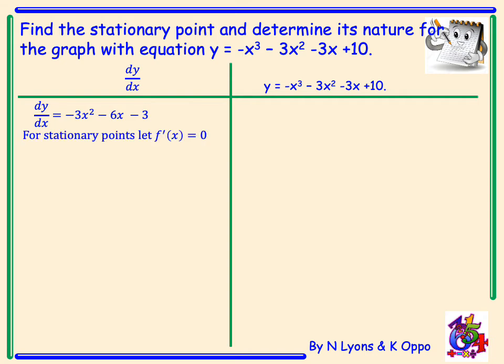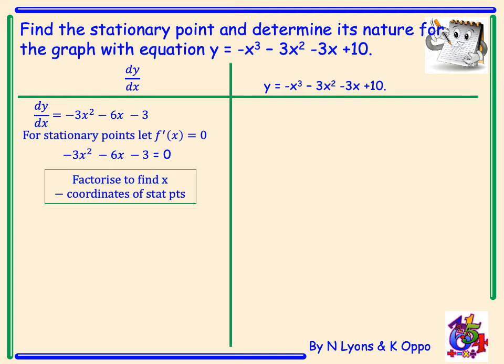Again, we must state for stationary points, let f dash of x equal 0. That should read dy by dx equals 0. Please change that in your notes. So I've got minus 3x squared minus 6x minus 3 is 0. Again, let's make life easy for myself when I'm factorising this. Take out a common factor. Okay, you need to factorise to find the x coordinates of the stationary points. So I've taken out a common factor of minus 3. That gives me minus 3(x squared plus 2x plus 1). So look, the signs have changed. If you're not sure, multiply that bracket out again just to make sure you're correct there.